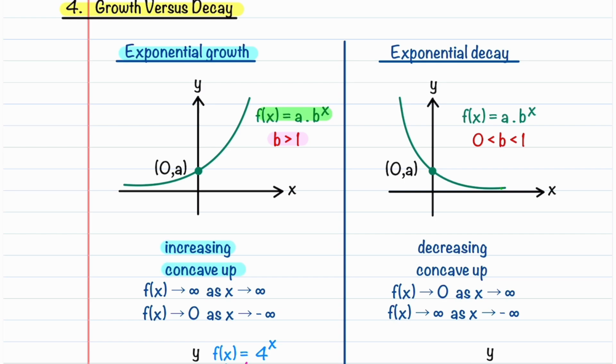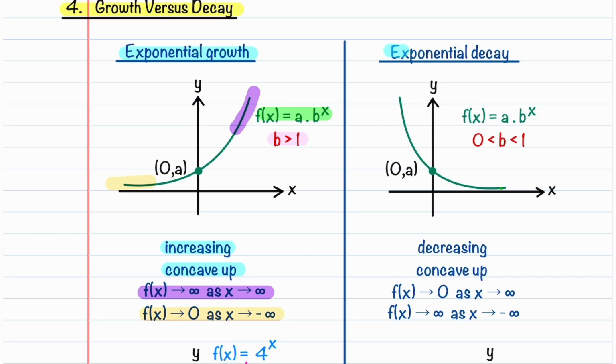Let's now look at the end behavior. As x gets really, really large, our function also gets really, really large, and we say that f of x goes to infinity as x goes to infinity. Let's now look at the other direction. As x gets really, really small and goes to minus infinity, our function is going to go to 0. It's never going to reach 0, it's just going to approach 0.